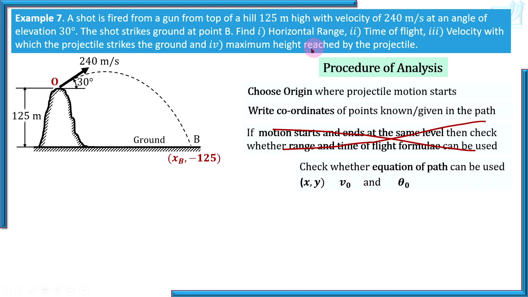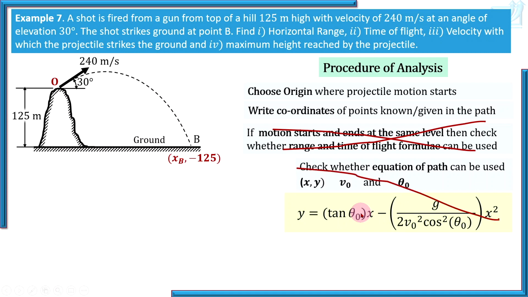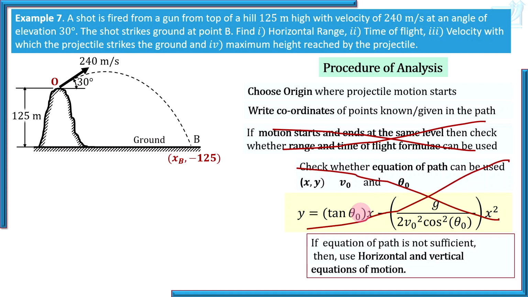But of course not. You are asked to find a time of flight. You are asked to find velocity at point B, and that's not all that is involved in this. So many things are asked and you will not be able to answer using the equation of path. So do not use the equation of path here. So what finally? We should write equations of motion.